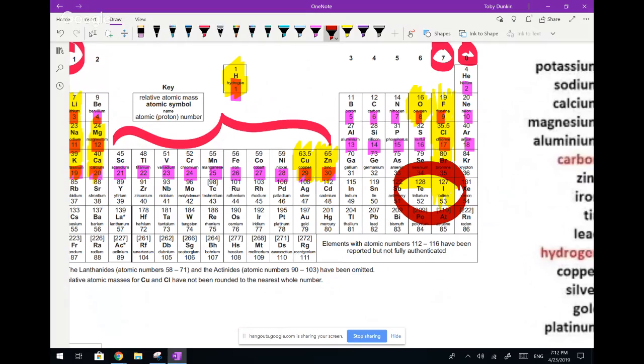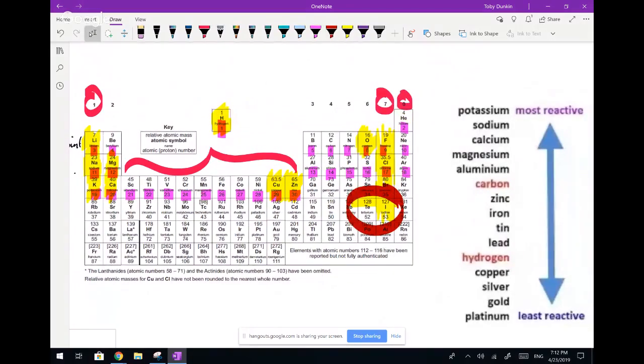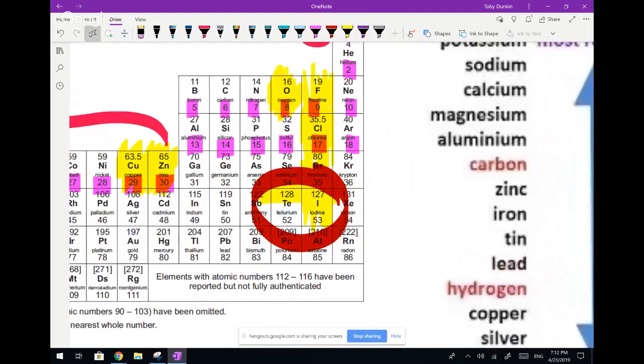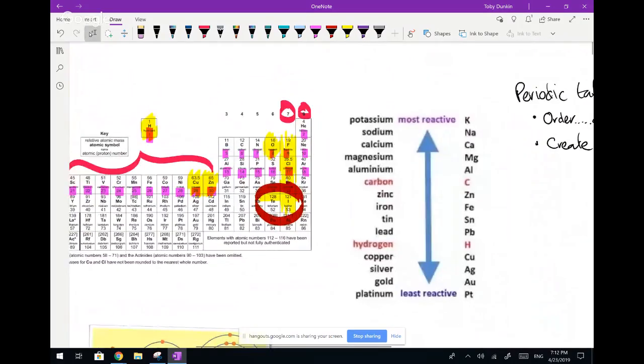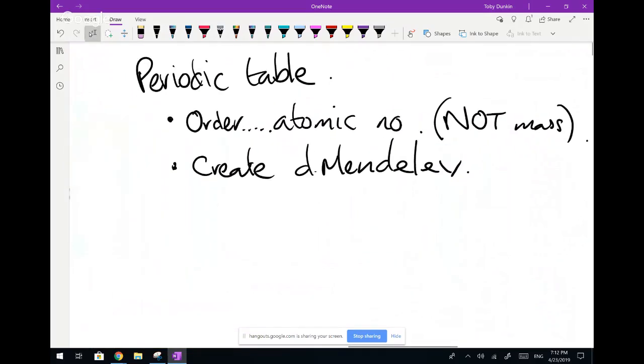Now, what Mendeleev did was he actually switched those two around because he wanted iodine to be in group 7. So it is not by mass, and those two are a very famous pair of elements that remind you that it really isn't by mass, it's by atomic number, which is the number of protons, of course.